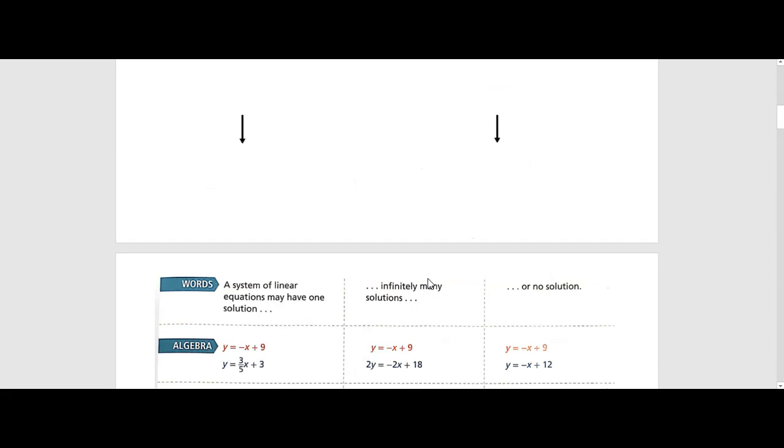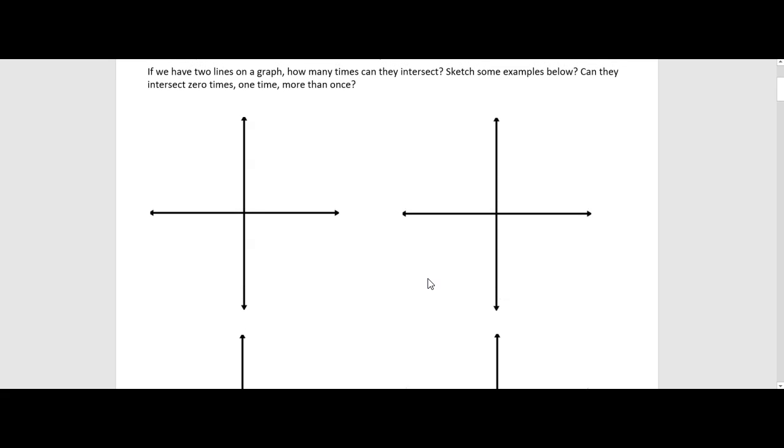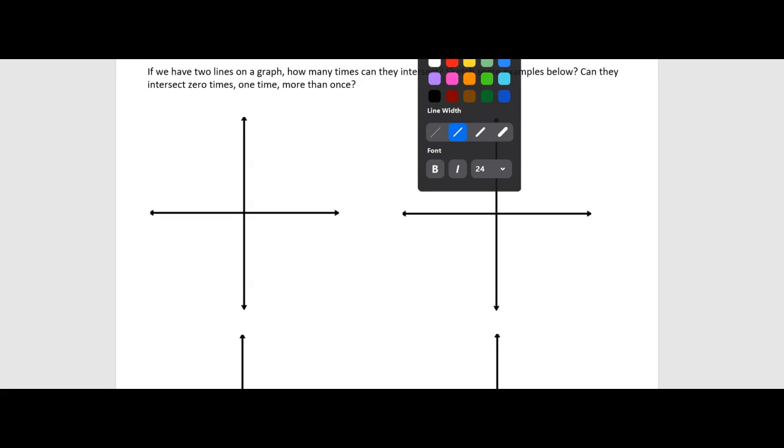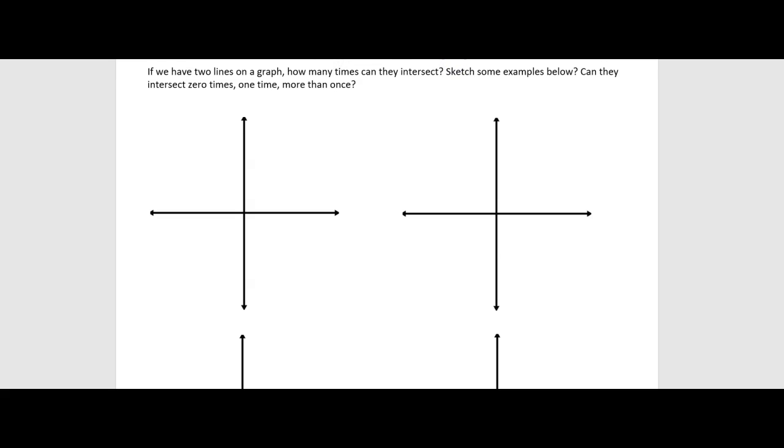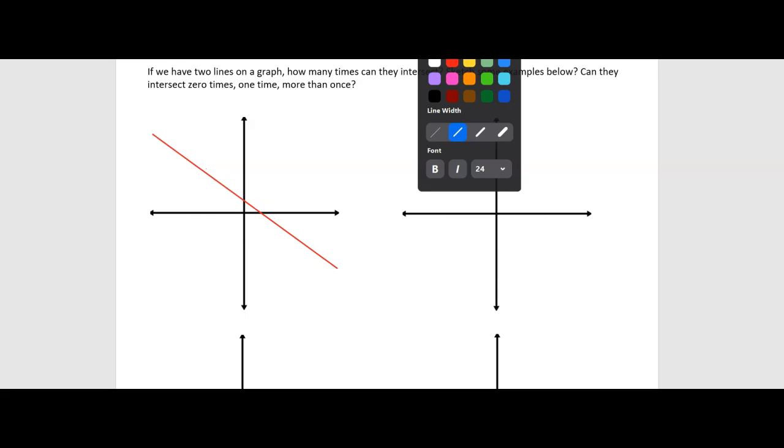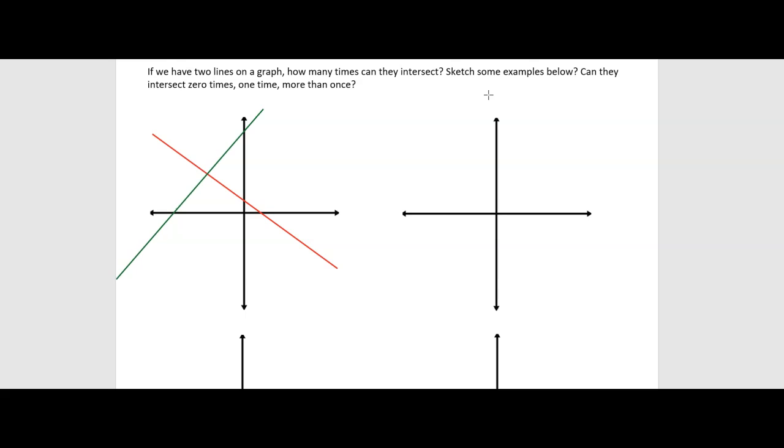So let's first start with graphing, because that's the first of our ways of solving systems of equations. So this says, if we have two lines on a graph, how many times can they intersect? Sketch some examples below. Can they intersect 0 times, 1 time, or maybe more than once? Well, hopefully you've had some time to sketch out some lines, but you could certainly have them intersect 1 time. Let's do red and green. So maybe they intersect 1 time right here.